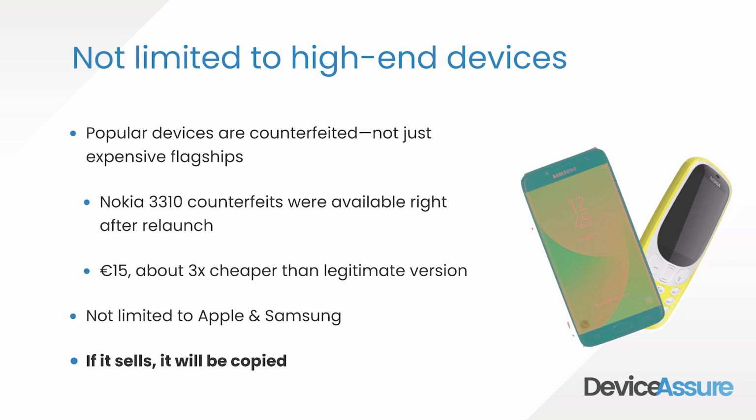It's also worth noting that the counterfeits are not limited to Nokia, to Samsung and Apple. We've seen Nokia, Motorola, many Chinese brands, so every brand is counterfeited. And even within the brands, if you take Samsung, it's not just the Note 8s and the Note 10s and so on. The J7 device here is available in counterfeit form. The A range of devices are available in counterfeit form. So the main point to take away here is if something sells, it will be copied. It doesn't matter how much it costs.